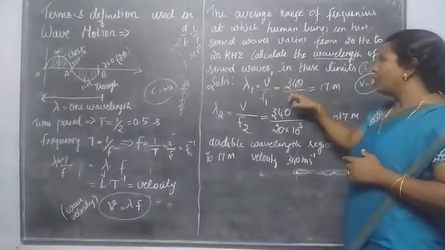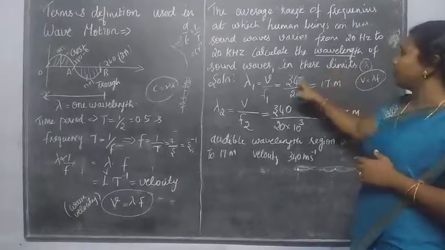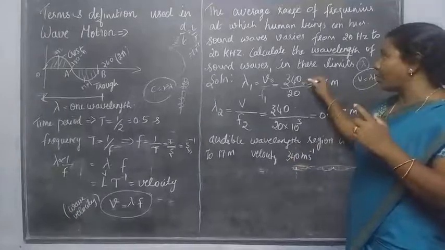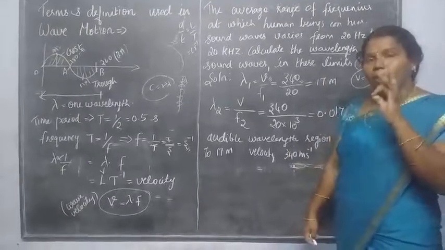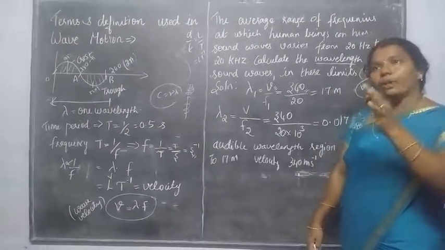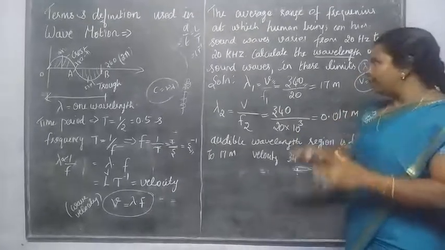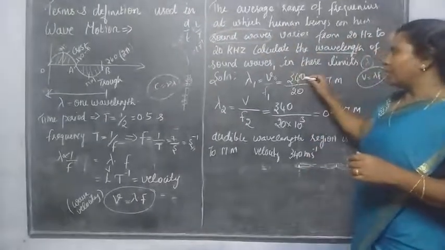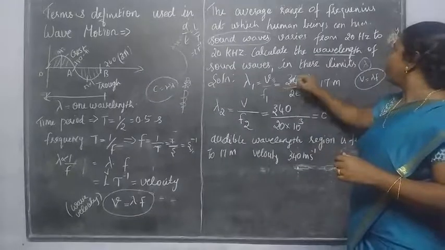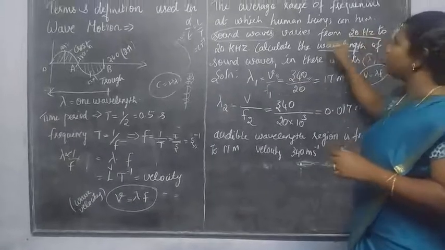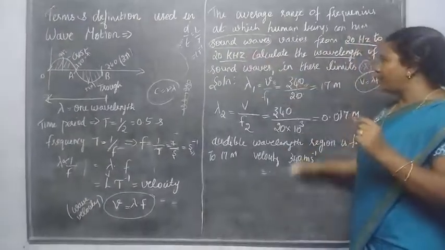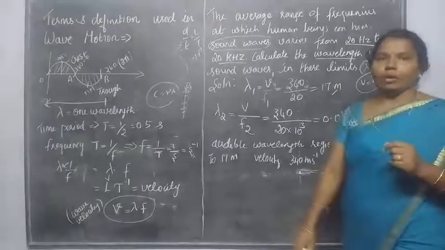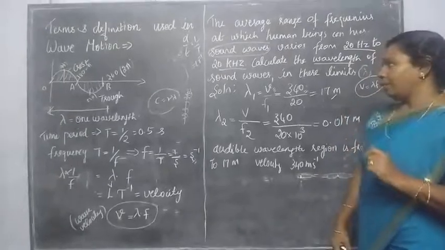So what is the velocity? You know that they are given in ranges. The velocity of light is a fixed value, 3 into 10 to the power of 8 meter per second. Similarly, the velocity of sound is fixed, that is 340 meter per second. Divided by the frequency, ranging from 20 Hz to 20 kilohertz. So I am taking first of all 20. Then I am finding the wavelength. What is the answer? I got 17 meter.